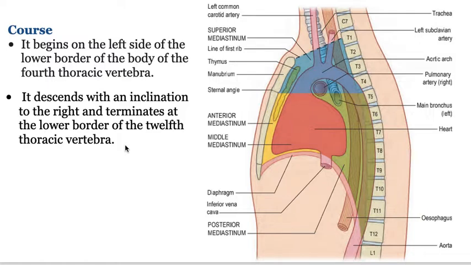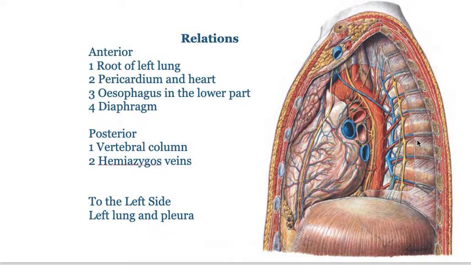It begins on the left side of the lower border of the body of the T4 vertebra, descending with an inclination towards the right, and terminates at the lower border of the 12th thoracic vertebra over here. Relations. The anterior relations are the root of the left lung, the pericardium and the heart, esophagus in its lower part, and the diaphragm. Posteriorly, we have the vertebral column and the hemiazygos vein.